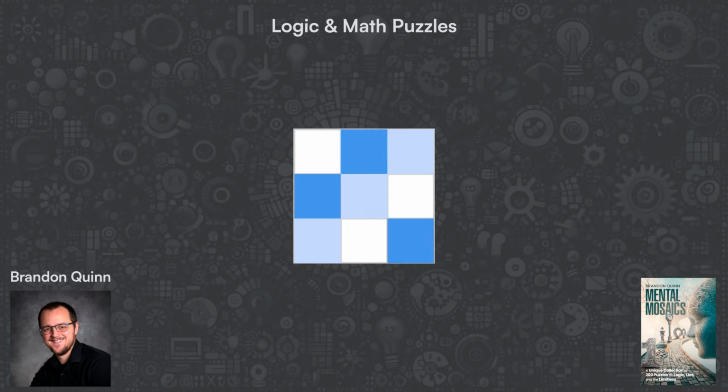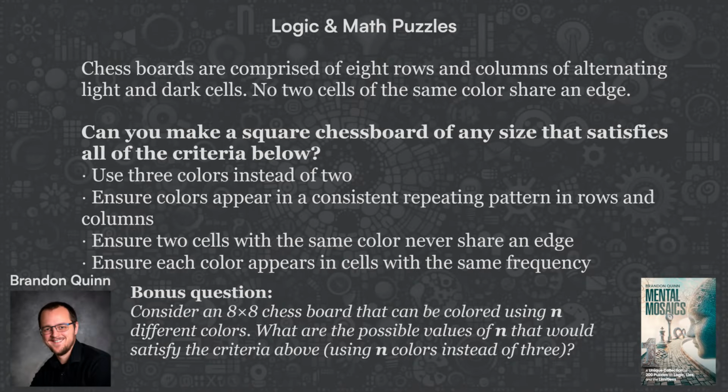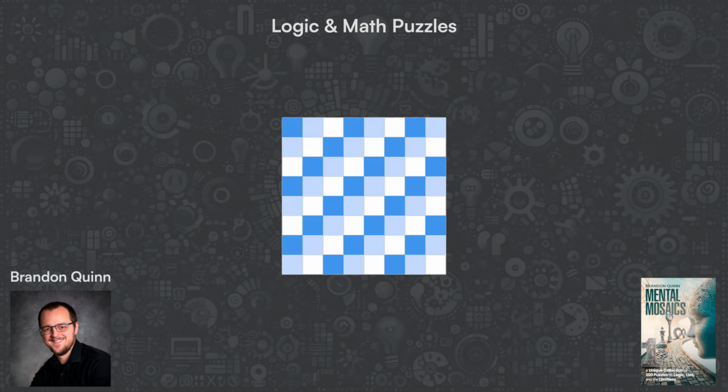Now let's take a look at the bonus question. Consider an 8x8 chessboard that can be colored using n different colors. What are the possible values of n that would satisfy the criteria we were just working with? To find the answer to that question, let's see why the 3x3 board we had before failed to meet all of the criteria. Some of the colors didn't appear quite as often as other colors, dark blue, for example, not appearing as frequently as light blue.